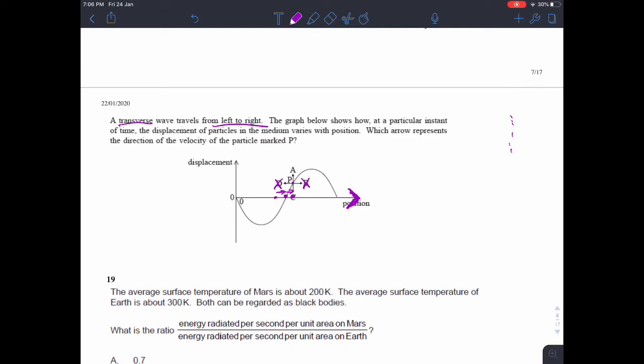So if the particle P is soon going to be where the particles behind it are, then the particle P will soon be down here. And so the answer must be C, because it's moving downwards because it's got to get to that x-axis. So C is our answer there.